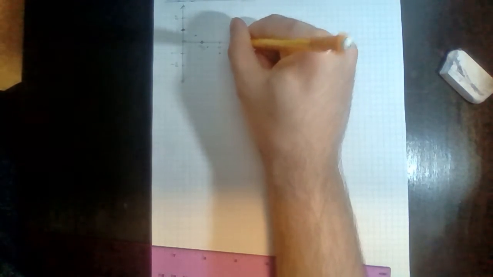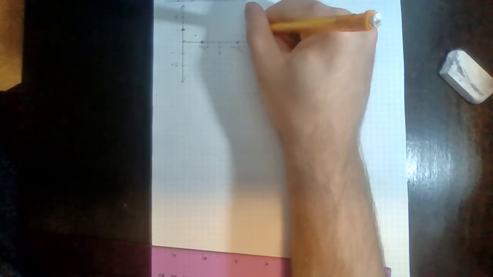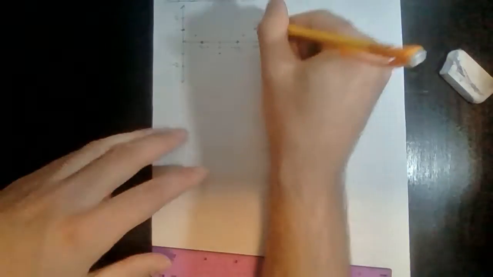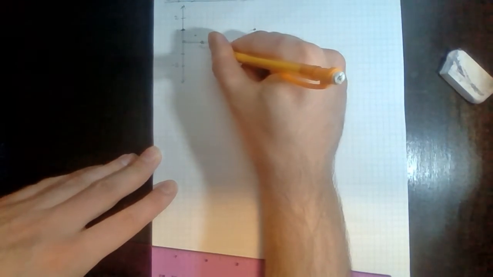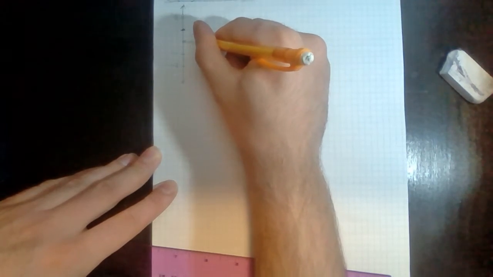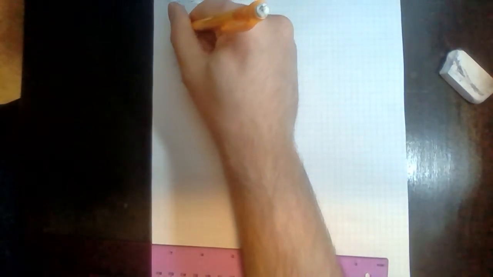Back to the x-axis at 3 pi over 2. Then finally back up to 2 pi. So we get this shape here. And we'll look at the reciprocal now.